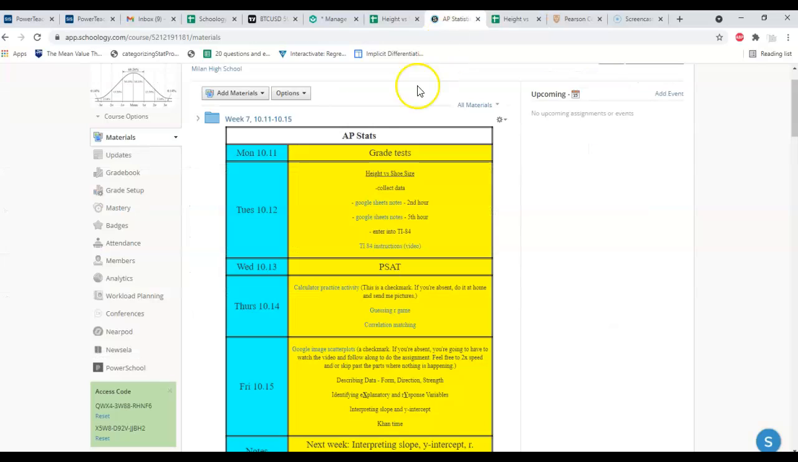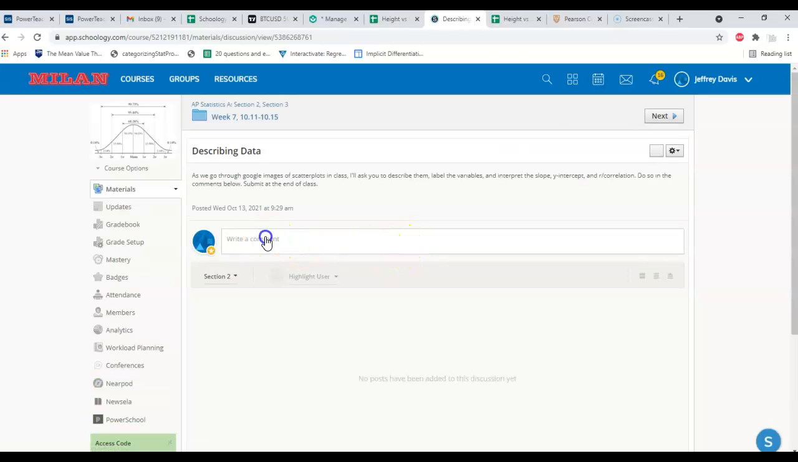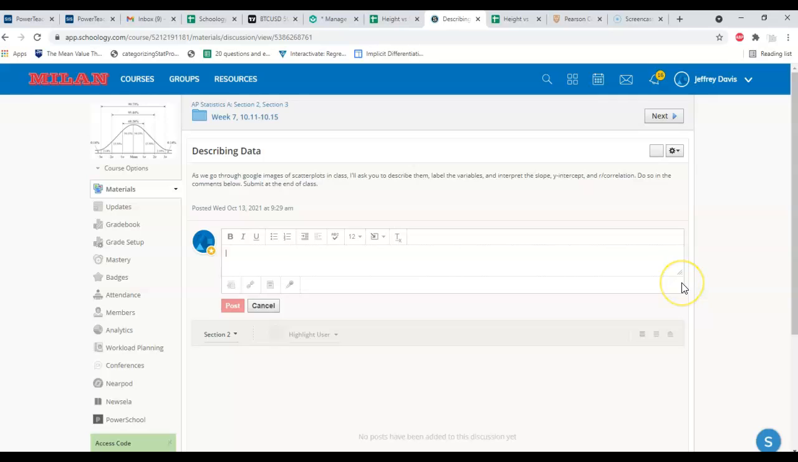All right, go back to your Schoology folder. Click on Friday where it says Google Image Scatterplots. We're going to type these into the comments, like you're going to submit it in that spot. Everybody see this? So you're just going to start typing here. I just learned this morning, some of the kids didn't know that, you can make this box bigger by clicking and dragging this arrow over here, because it sucks to type in this tiny thing, right?